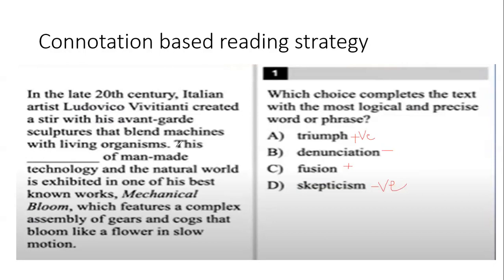This means he's again connecting back to this blend. This blending of things he's trying to explain, and this fusion of man-made technology and natural world is exhibited in one of his best known works. This is all not required. All you have to look at is just before the blank and try to look for the positive or negative connotational words, and try to see blend is a positive word. So we are looking for a positive word again. As we already identified, blend is a positive word. So we'll be looking only for the positive word. Clear, everyone?